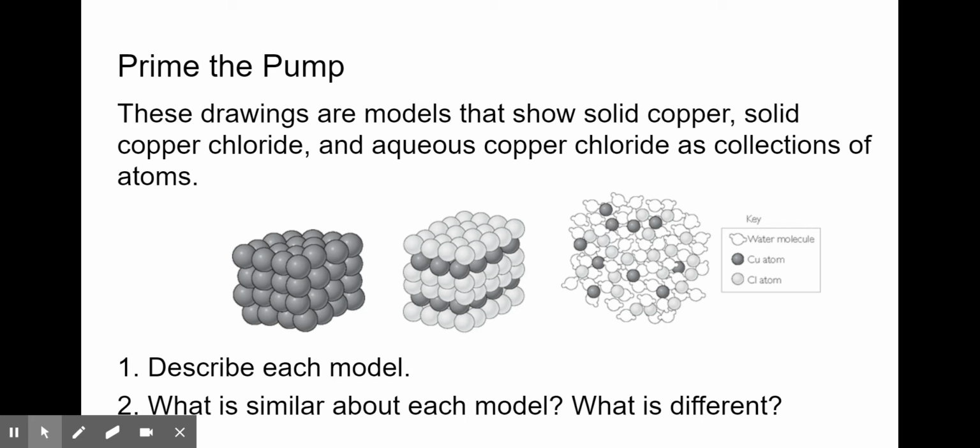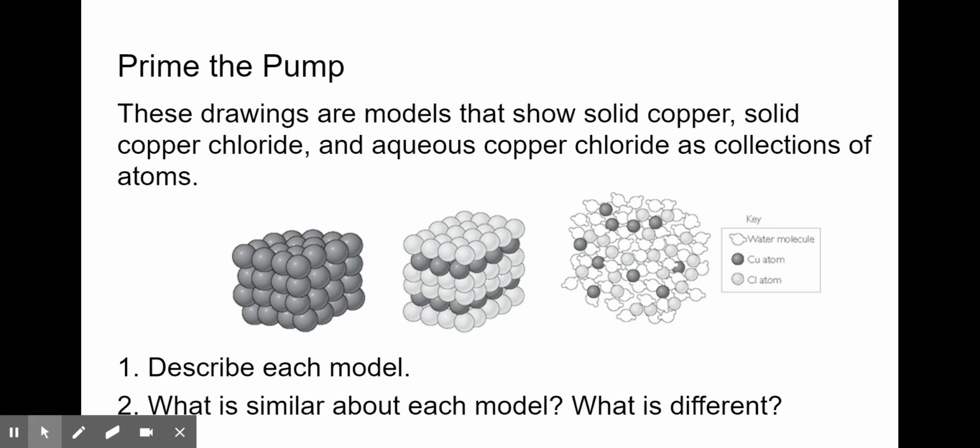These drawings are models that show solid copper, solid copper chloride, and aqueous copper chloride as collections of atoms, okay? So let's describe each of these models. So there's a key there. If we look on the very left-hand side, we see solid copper. Well, how do we know that that image on the left-hand side is solid copper?